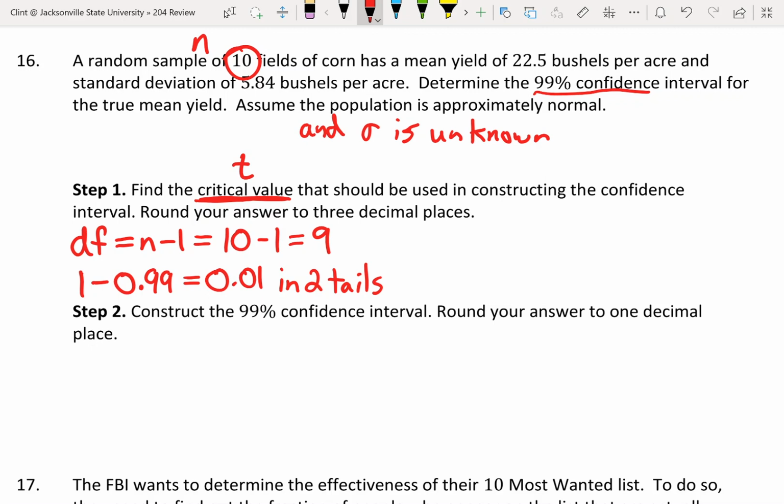Okay, so if you want to figure out how much is in one tail, you can, but you don't have to. Now we can find our critical T. So 0.01 in two tails. Be careful, not 0.1, 0.01. So that's the last column, the fifth column. And then 9 degrees of freedom at 3.250.